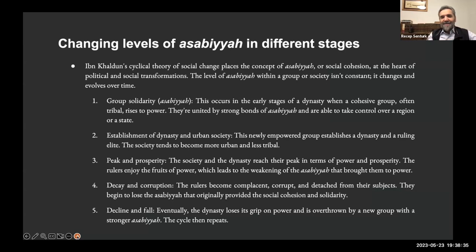And the fourth stage, decay and corruption, emerge. The rulers become complacent, corrupt, and detached from their subjects. They begin to lose the asabiyya that originally provided social cohesion and solidarity. And in the fifth stage, which is the stage of decline and fall, eventually the dynasty loses its grip on power and is overthrown by a new group with a stronger asabiyya. The cycle then repeats. So this new group, which comes from the periphery, moves into the center, takes over the state, starts gaining more and more power, more and more wealth, but it also goes through the same cyclical process.